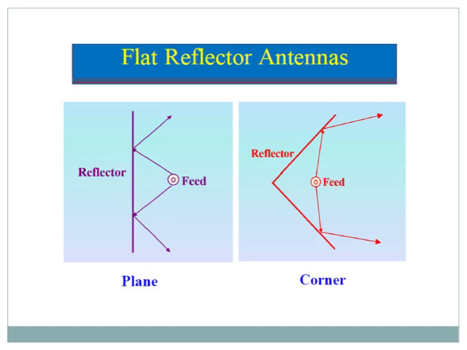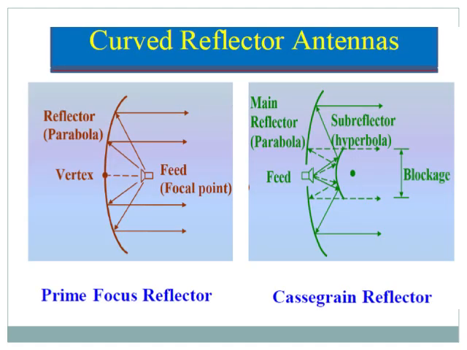Similarly, there may be a pattern in which we can do the corner reflection. This is the plane of the reflector, and this is the point at which we use the feeder element, and the reflection happens at the corner sections with respect to the reflector. The next type, we have curved reflector antennas.